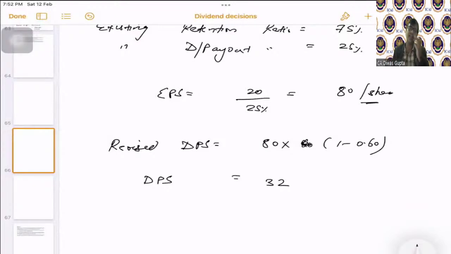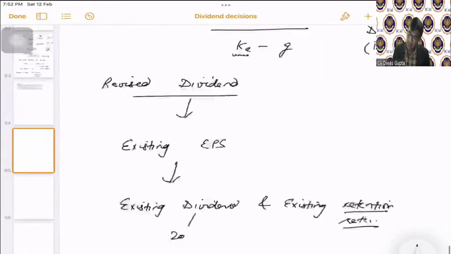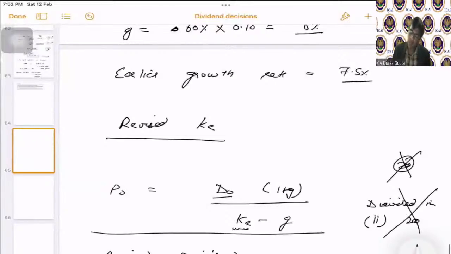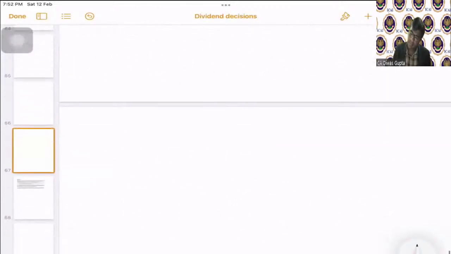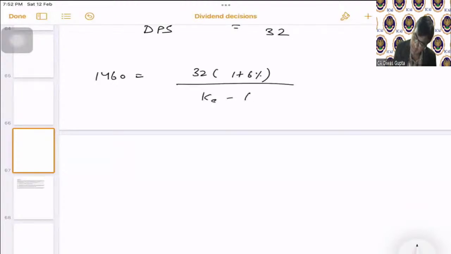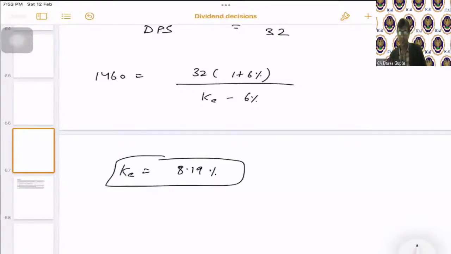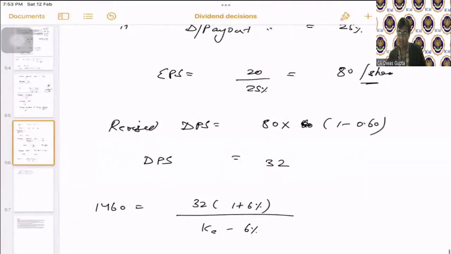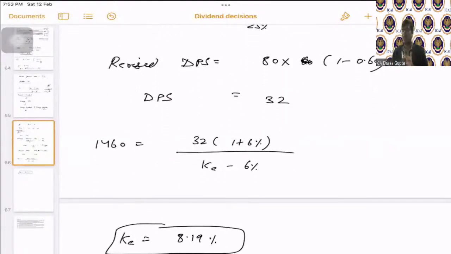Now with this DPS, we will again put the numbers in this formula and calculate the KE. So 1460 will not change. 32 (1 plus 6 percent) divided by KE minus 6 percent. This is what we have to calculate, and hence the KE will be 8.19 percent. Very easy and very simple, students.